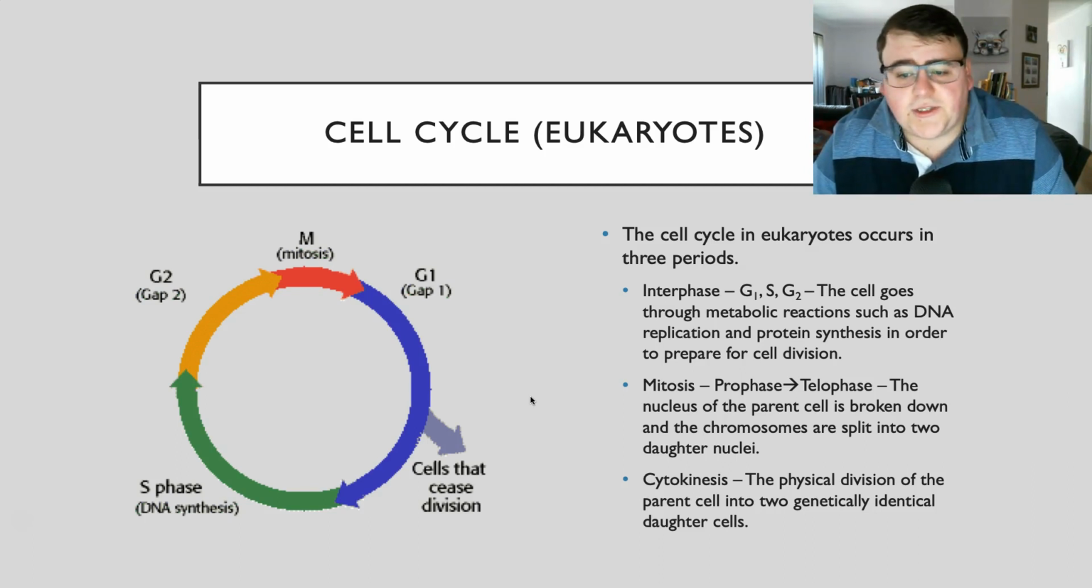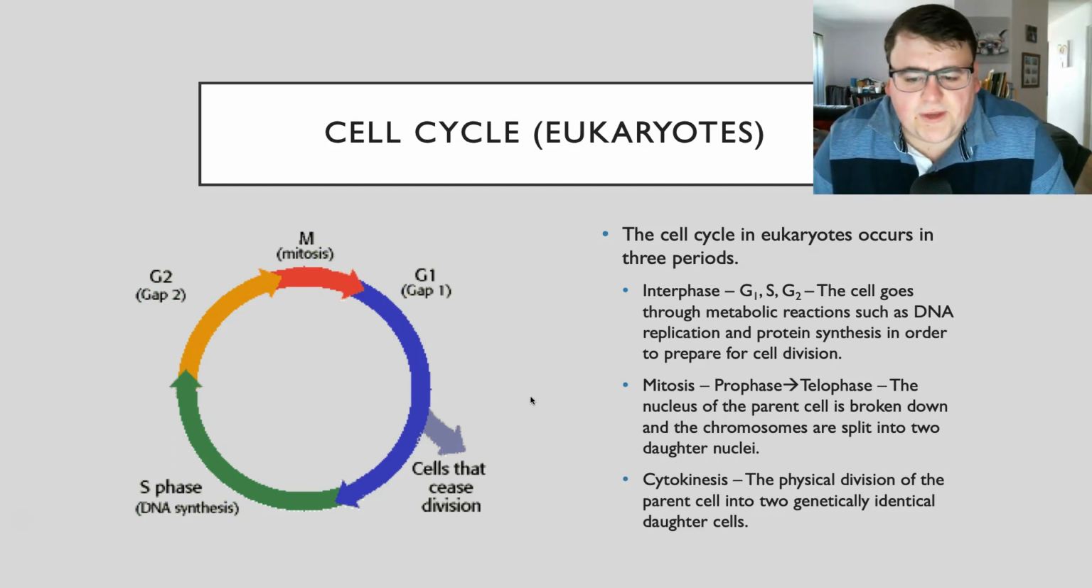You then go through mitosis, which is the stages of prophase to telophase. During these stages, the nucleus of the parent cell is broken down and the chromosomes are split, and we create two identical daughter nuclei. And lastly, we have the third stage, cytokinesis, the physical division of the parent cell into two genetically identical daughter cells.